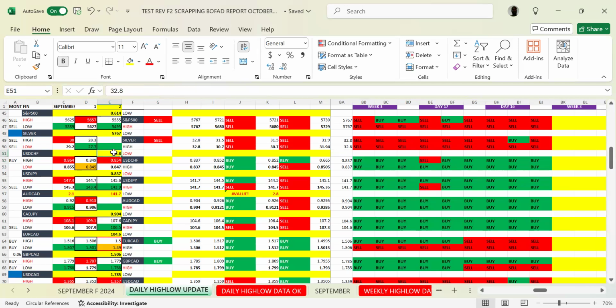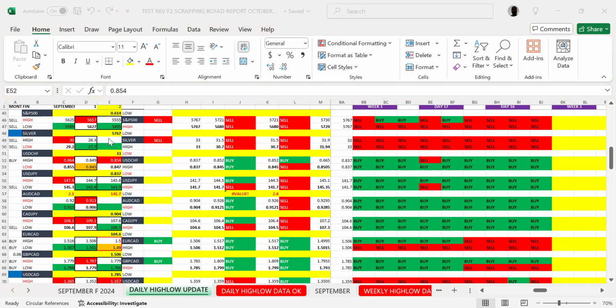Then 30.88, you can see as well, it's a buy. And then the last update is 33. So you can see now, based on the last update, we are on the sell journey.